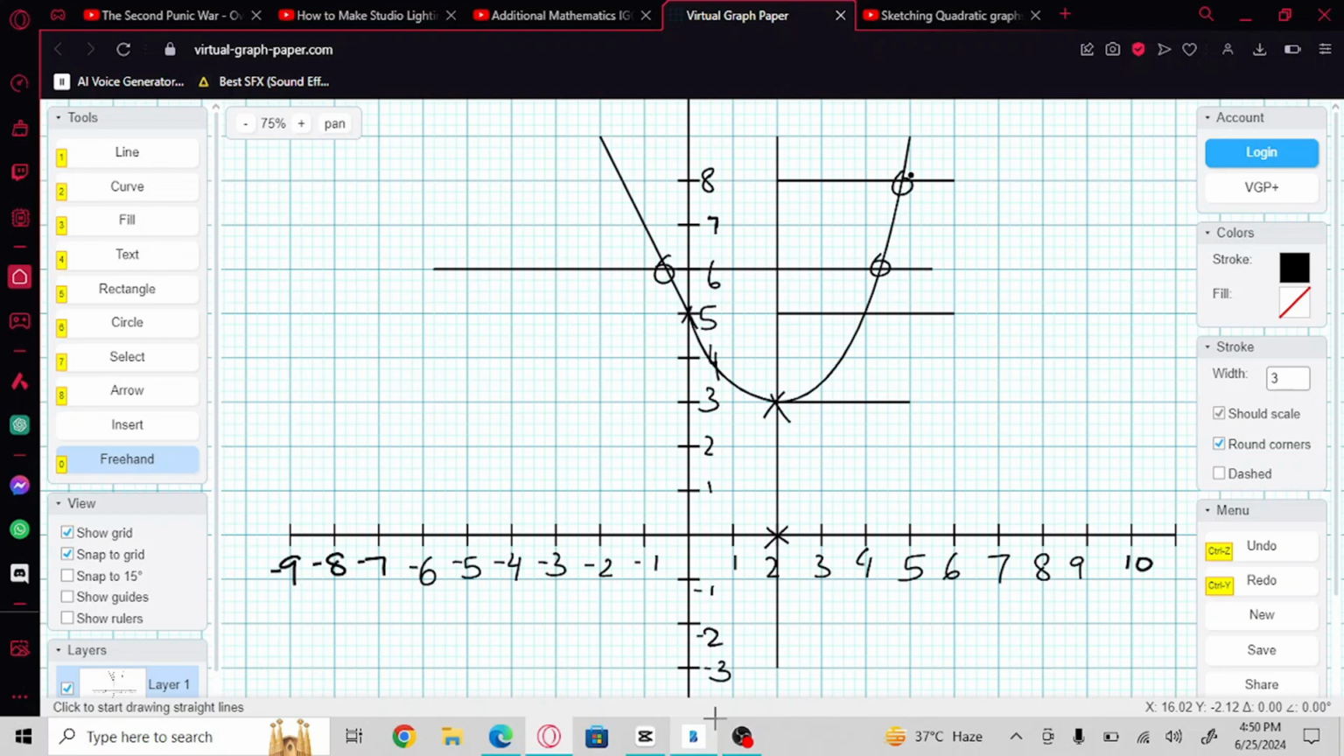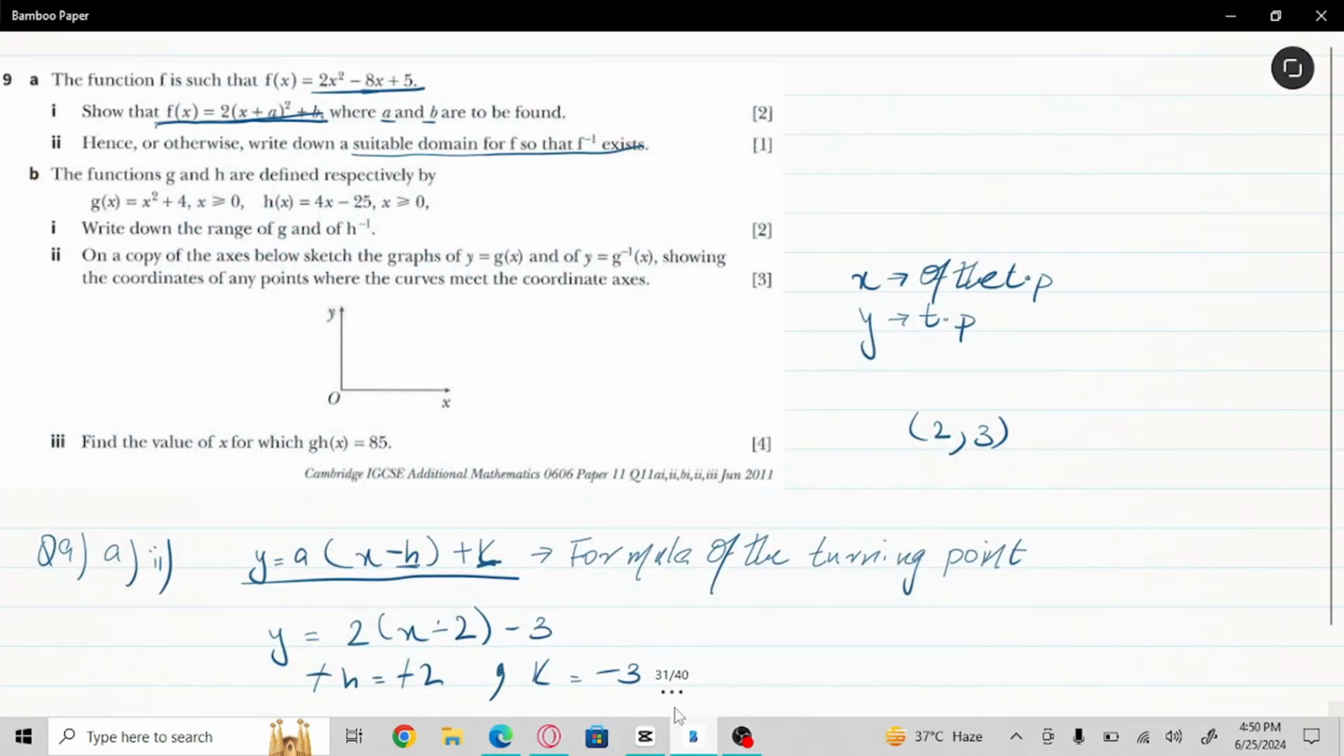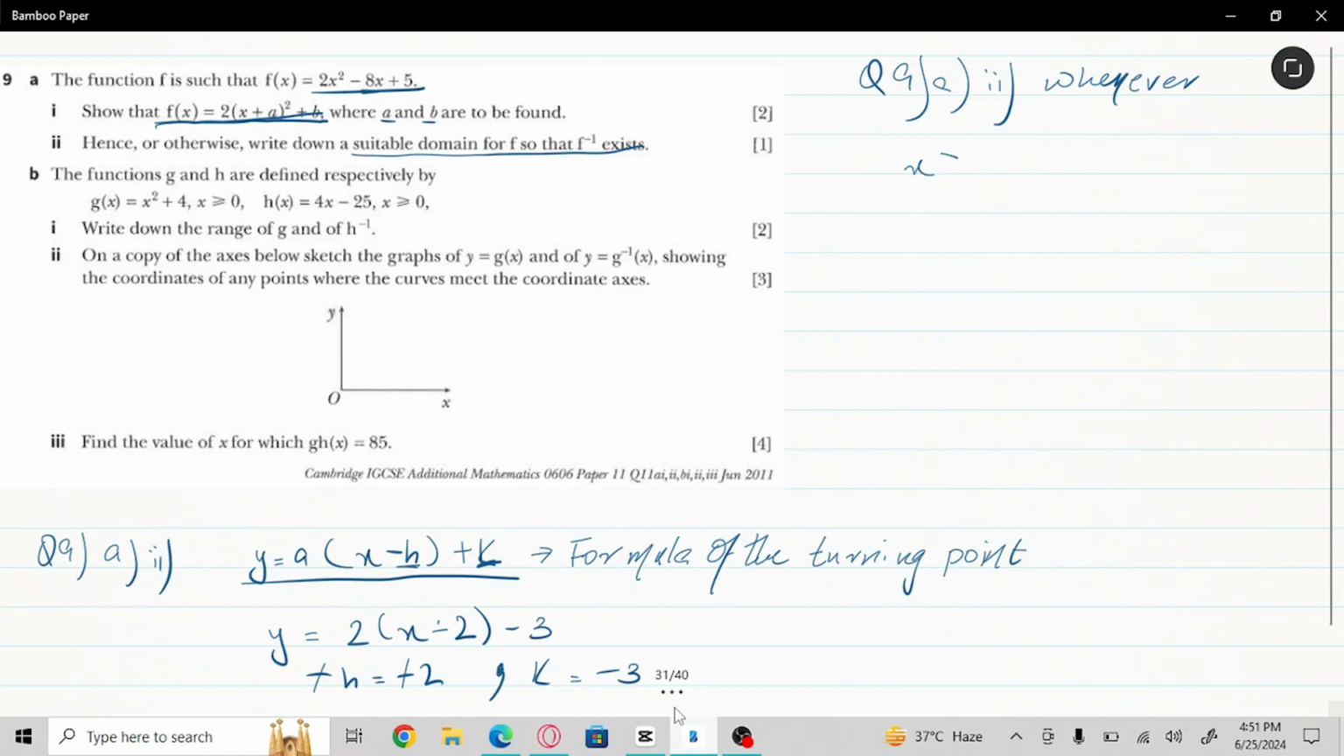So we are dividing the graph into a perfect graph so that we can satisfy the condition for having an inverse. We can say x is greater than or equal to 2, because that's the point where the graph has the turning point. So for question number 9, part A and sub part 2, we have that whenever x is greater than or equal to 2, f inverse can exist.